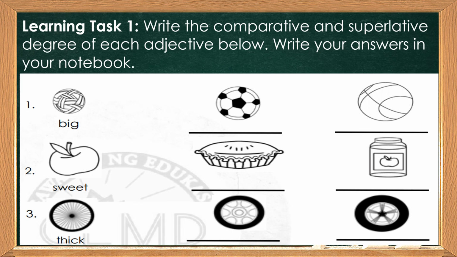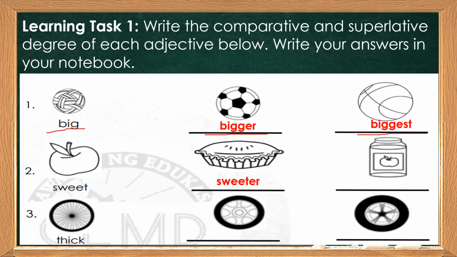Alright, so let's start with the word big. What is the comparative degree of big? Bigger, correct. And the superlative? Biggest, awesome. Big, bigger, biggest.